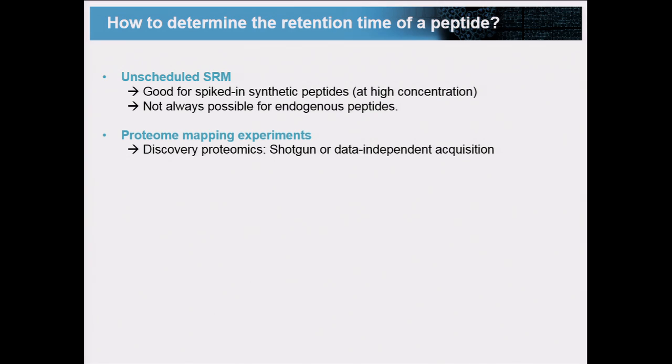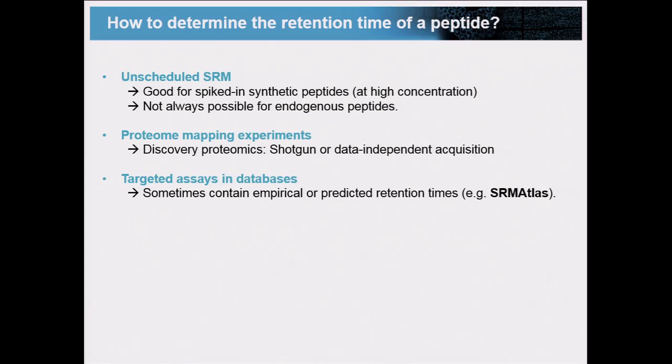However, it's not always possible for endogenous peptides where we are not sure where it's eluting or we have no guess. It's very nice to do if you have synthetic peptides because then you can simply inject the peptide and you know what you're looking for. The other option is to go from discovery proteomics. So if you did shotgun experiments or data independent acquisition type of experiments, we can extract the retention time from these files, and Skyline actually does it when we build libraries within Skyline. It will save the information on the retention time, so that's another source of retention time.